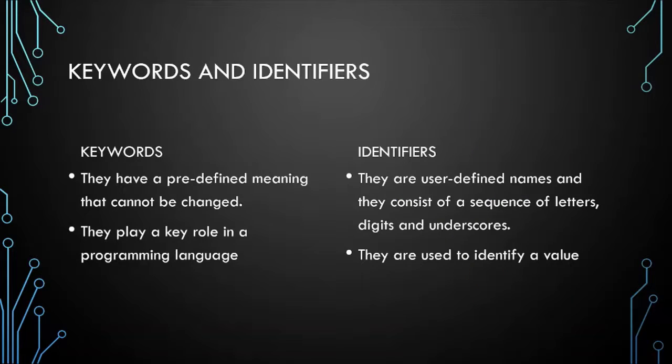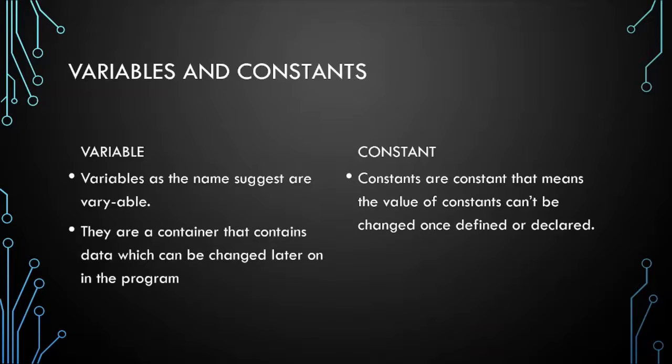So, keywords and identifiers. What are keywords? Keywords, as the name suggests, they play a key role in the programming language. So this means that they have a predefined meaning and it cannot be changed. Identifiers, they are user defined names and consist of sequence of letters, digits and underscores. So as the name suggests, they are used to identify a value.